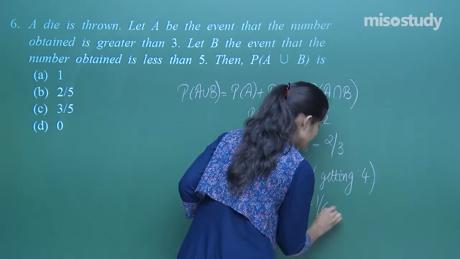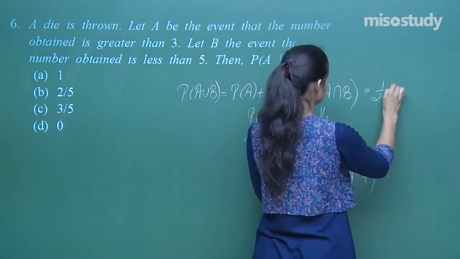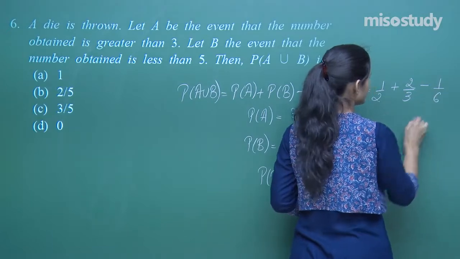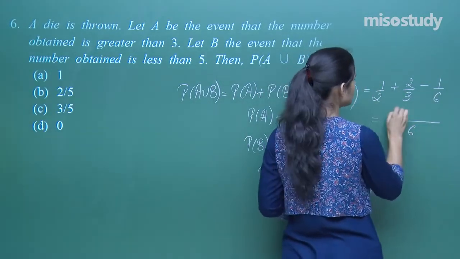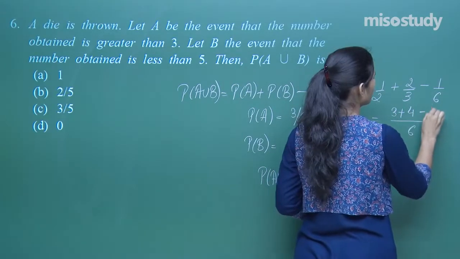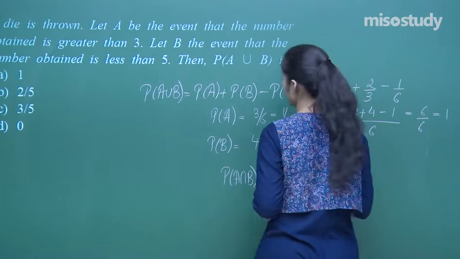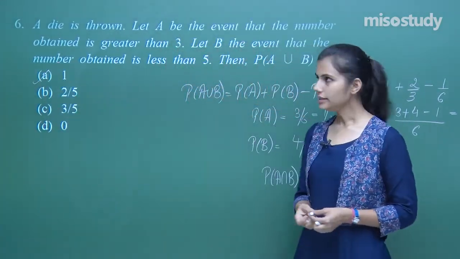1 by 6. Therefore probability of A union B becomes probability of A plus probability of B minus probability of A intersection B. Right? This becomes what? 3 plus 4 minus 1, which is 6 upon 6, which is 1, and therefore the probability is nothing but 1. Fine?